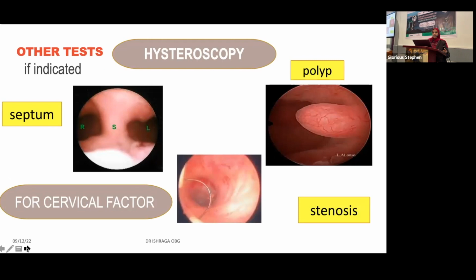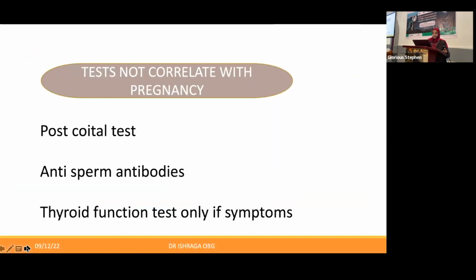Other tests, if indicated, like hysteroscopy, where we can see a uterine septum, intrauterine septum, polyp, or cervical stenosis. It can be both diagnostic and therapeutic. Tests which are not correlated with pregnancy: postcoital test, anti-sperm antibodies, and thyroid function test, which is done only if there are symptoms of a thyroid problem.